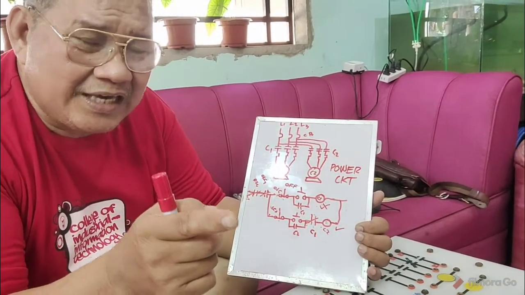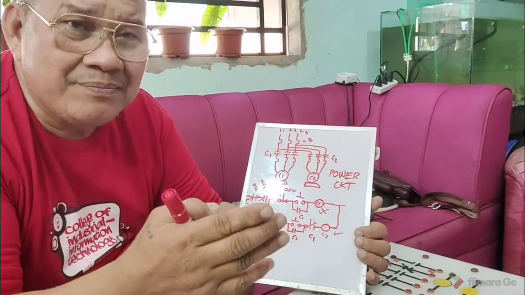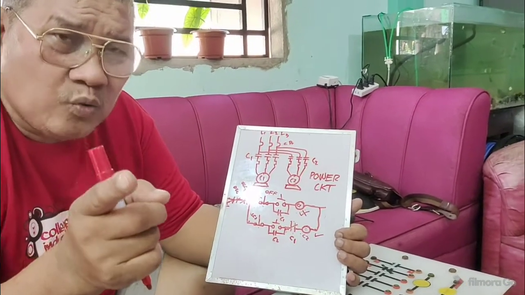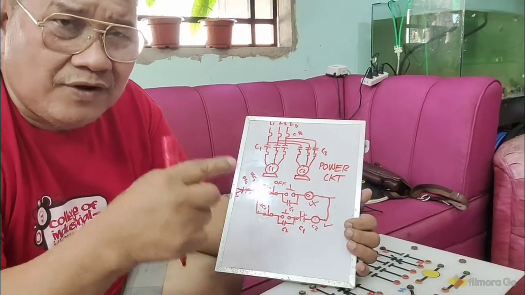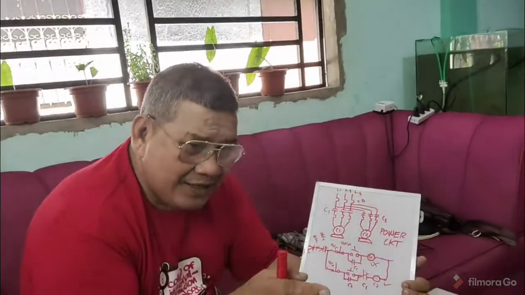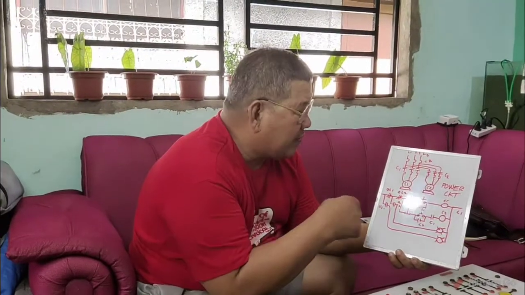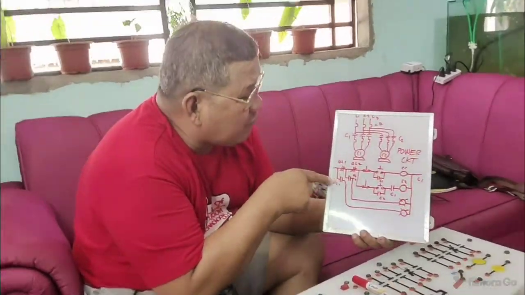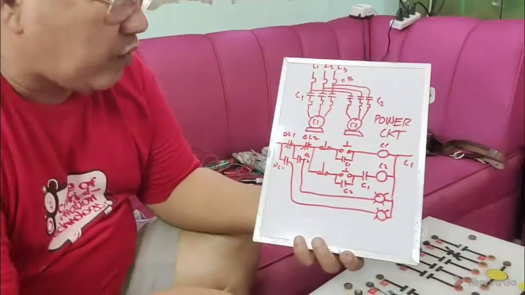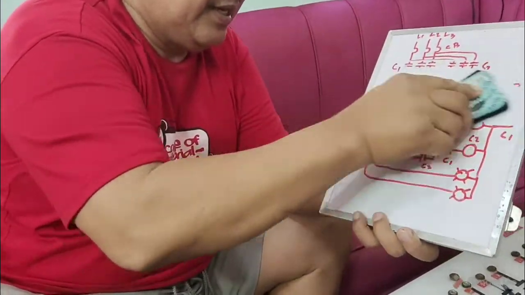I already gave you a load lamp, a power lamp, as well as the trip lamp. But this time, we want to know which motor is overloaded, so we need a trip lamp. This is now the diagram of your control circuit. I will erase the power circuit so that this will be clear.